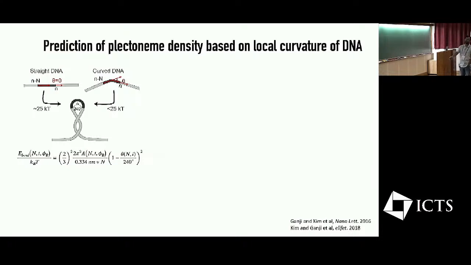Right, our model is this: if you have a straight DNA molecule to bend into a plectoneme, you have to spend that much energy.